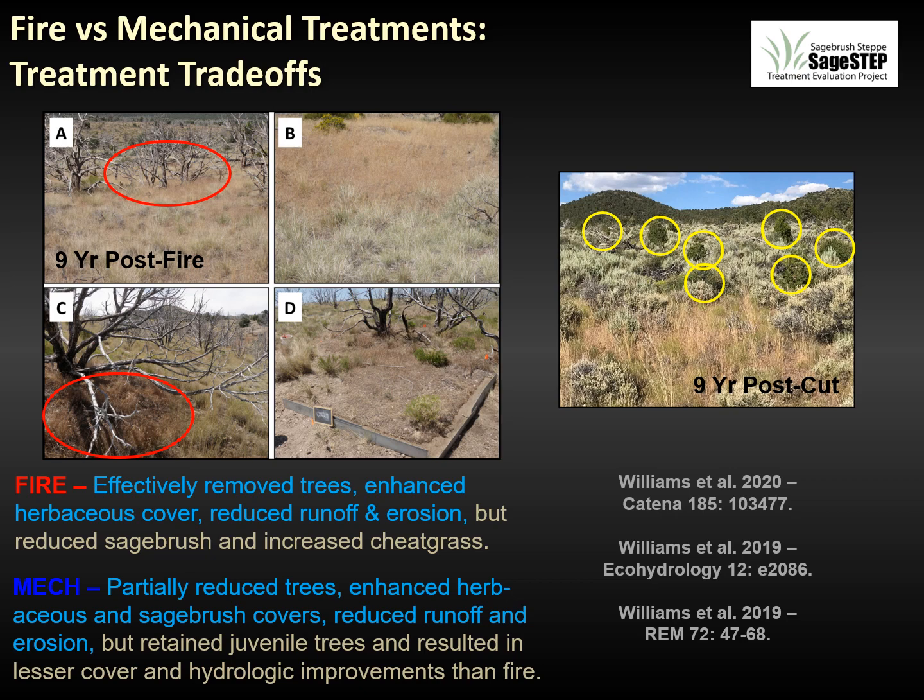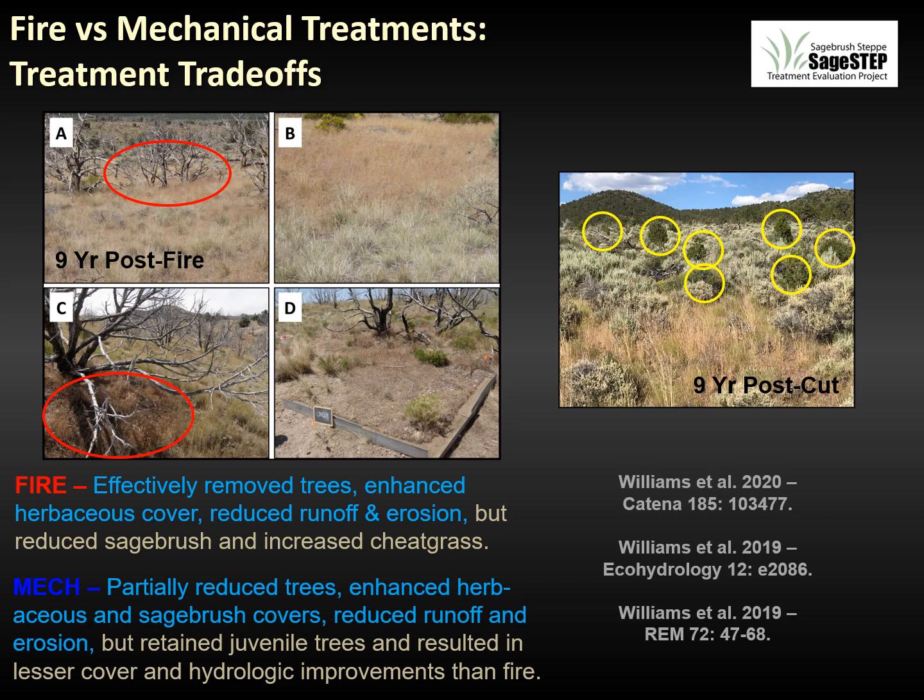There are, of course, caveats to assessing benefits of fire versus mechanical treatments. We have found that fire tends to rapidly improve perennial herbaceous cover and hydrologic function, but at the expense of sagebrush reduction and increased cheatgrass in areas previously underneath tree canopies, as can be seen in the photographs to the left. Mechanical treatments in our research effectively removed trees, retained sagebrush, and resulted in less cheatgrass cover, but the improved hydrologic function was delayed for mechanical treatments relative to that following burning.